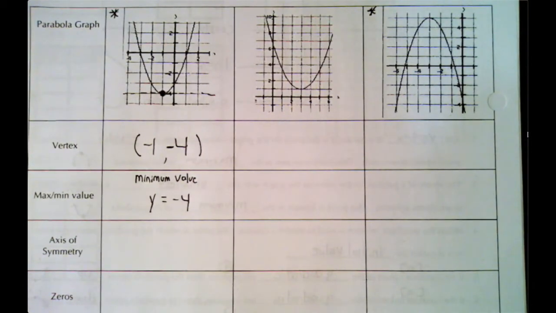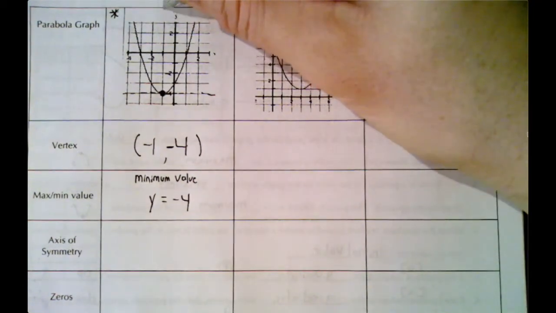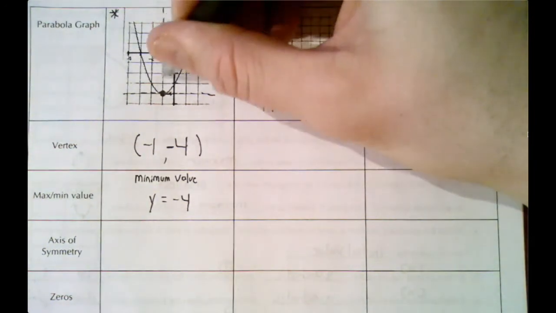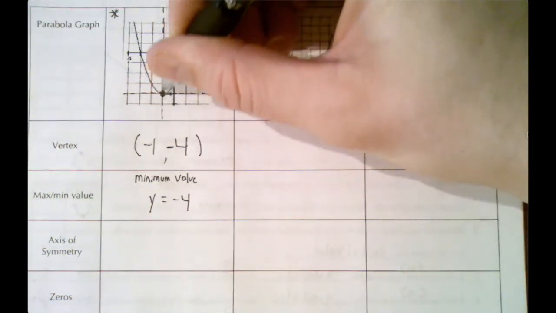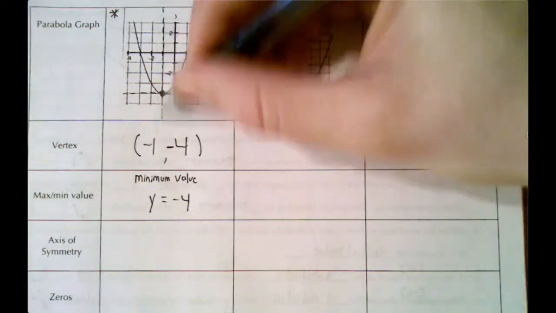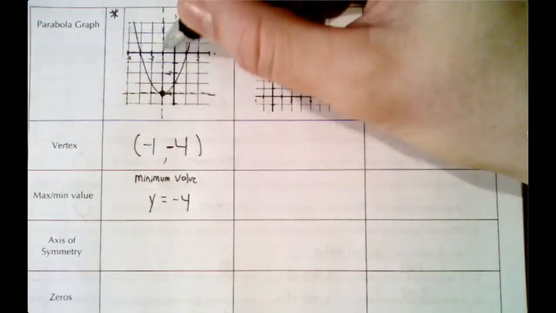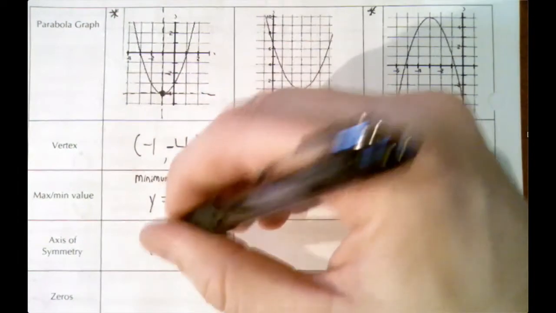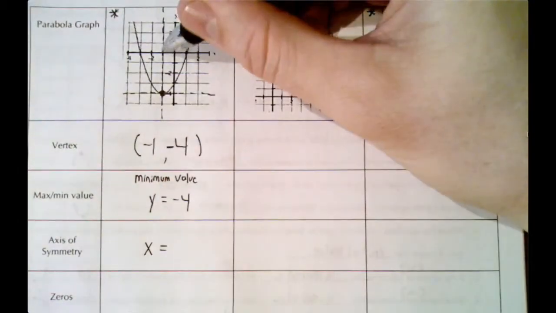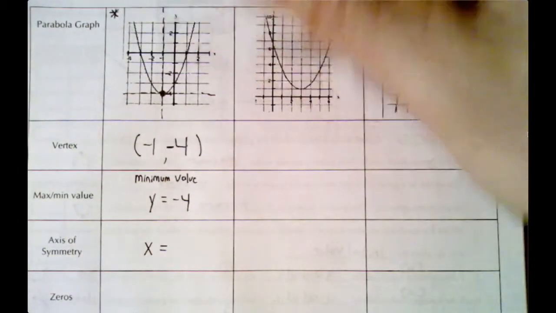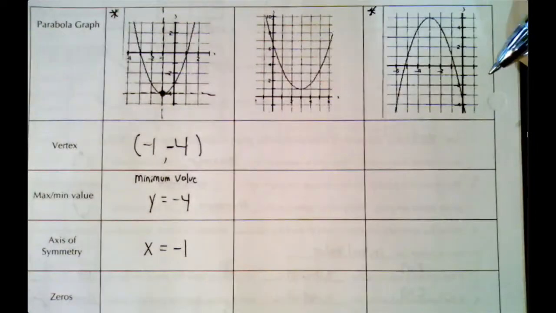The axis of symmetry is the line that goes right through the middle of the graph, and it always crosses at the vertex. And if you remember how to write the equation of a vertical line, since it goes through the x-axis, we write x equals, and since it crosses the x-axis at -1, we write x equals -1.